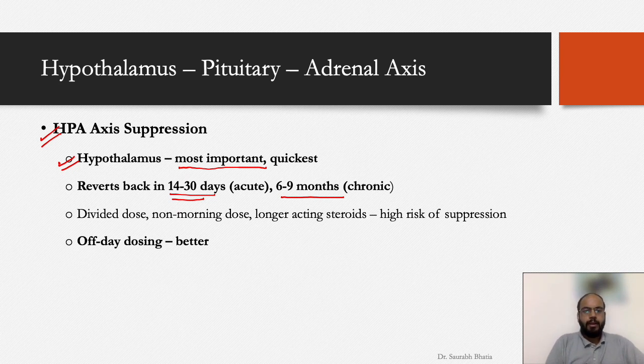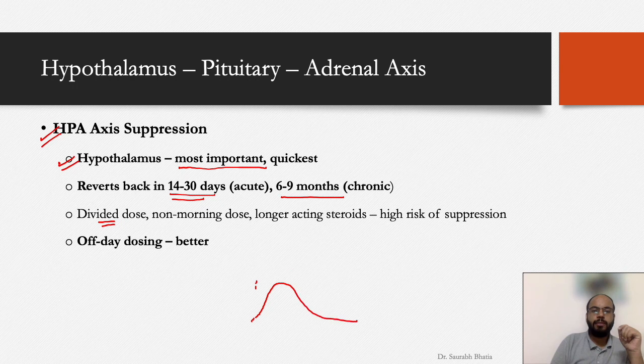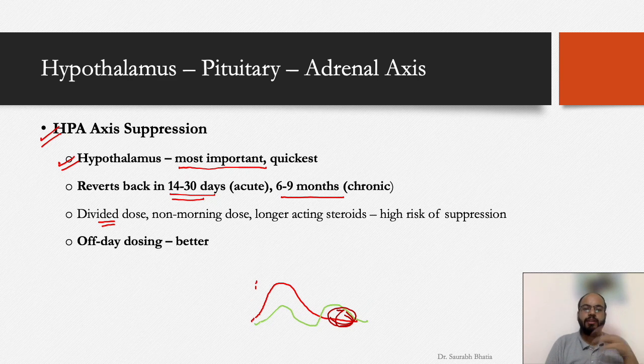Clear? Now, in what cases do you have a high risk of HPA axis suppression? If the dose is divided. Remember when we were discussing the plasma cortisol levels, I told you about the normal cortisol curve. If you divide the doses into a morning and evening dose, this will lead to much more HPA axis suppression, because the window which the HPA axis normally uses to recover itself will not be there, and this will lead to a prolonged and more severe suppression of the HPA axis.